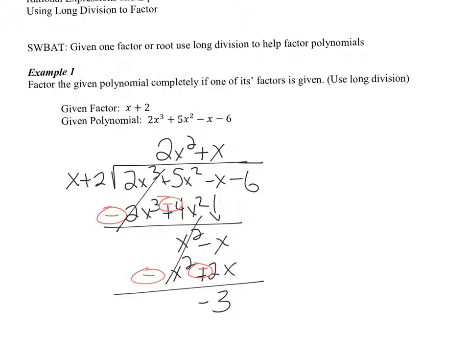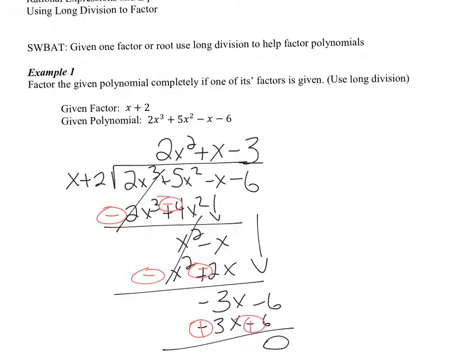And this is negative 3x. Bring down the negative 6. And this is negative 3. I'm left with negative 3x minus 6. So when I subtract these, they're the exact same thing. I get 0. So what that's saying is x plus 2 is a factor. It's one of the factors of this big polynomial here.